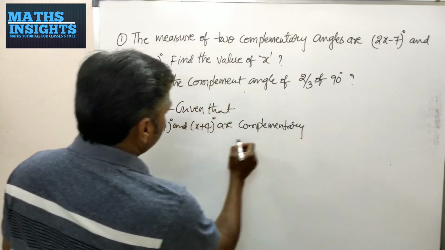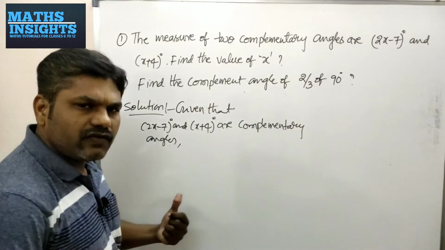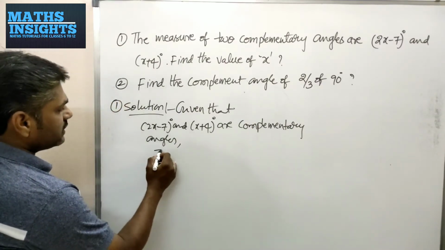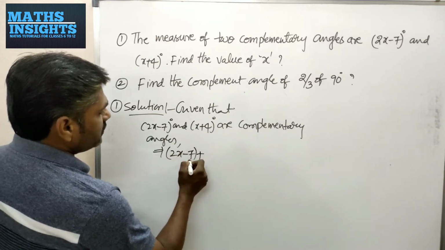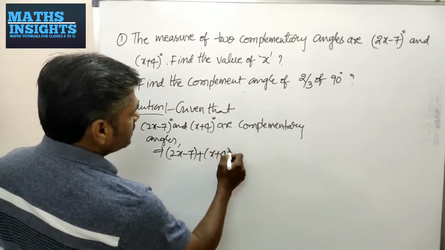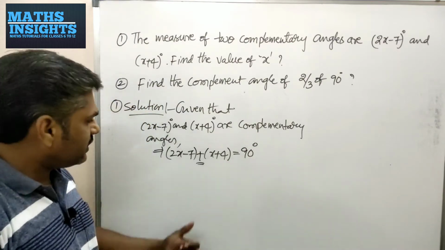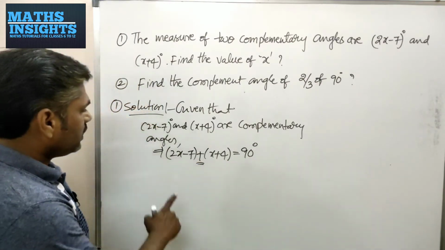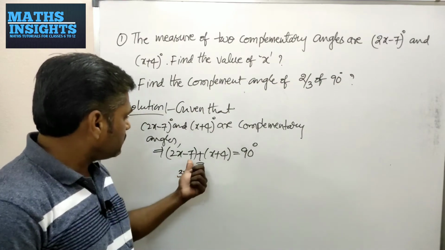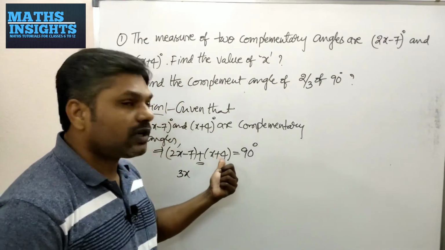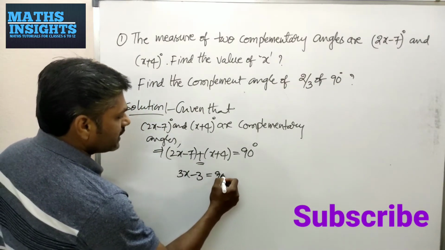Complementary angles. Therefore, their sum will become 90 degrees. So 2x minus 7 plus, this is the first angle, and if you take this as the second angle, then their sum is 90 degrees. That's why I am adding them. 2x plus x will become 3x, and minus 4 minus 7 plus 4 will become minus 3, that is equals to 90 degrees.